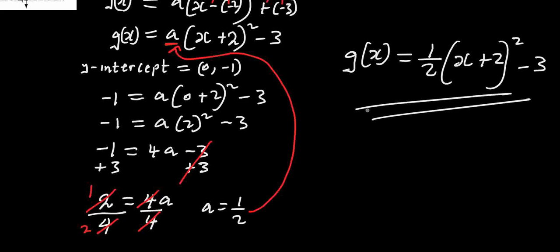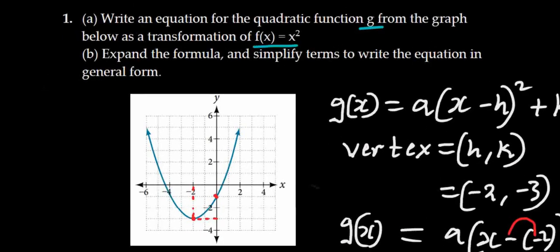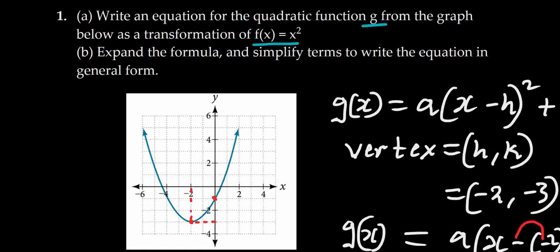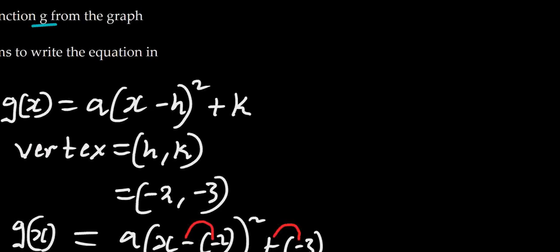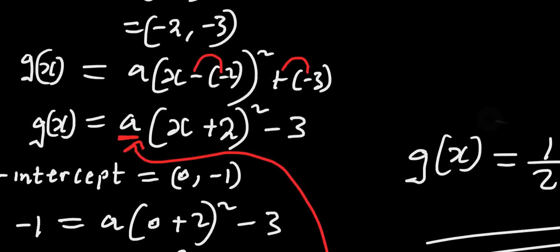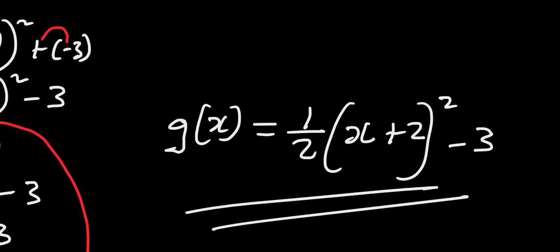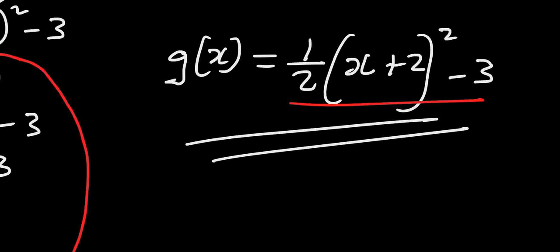Now to solve question B. Question B says expand the formula and simplify terms to write the equation in general form. So what we are going to do now is to expand the formula, the standard form of the quadratic equation that we have found. We are going to expand this and simplify it to get the general form.